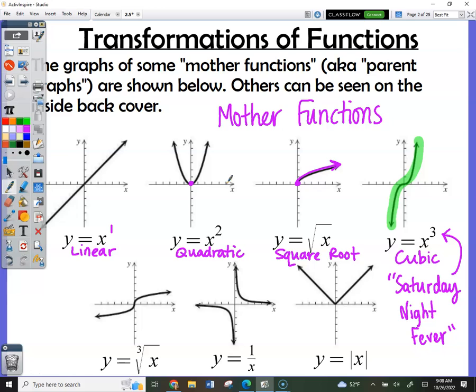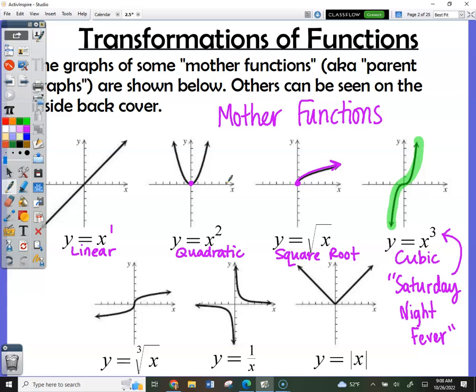Now, the cube root. This is the inverse of that one. Basically, it is that graph, but it has been reflected over the line of symmetry that allows us to find inverse functions. And that's where it goes this way. This one doesn't come up a lot. It really doesn't, okay? So look at it, be familiar with it, understand that that's the cube root function.